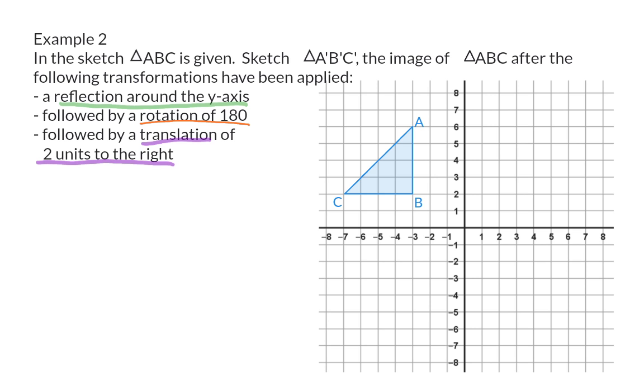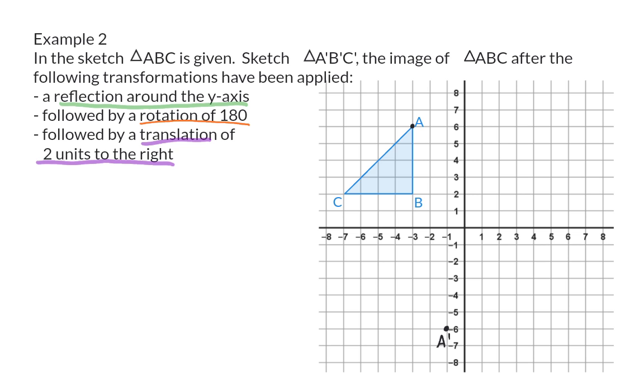If we start with point A and apply all these transformations, we firstly have to reflect around the y-axis, and A, which is at -3,6, will be at 3,6. This should then be rotated 180 degrees, which means both signs will change and become -3 and -6. Lastly, this point needs to move 2 to the right, and that means that A prime is at -1, -6.